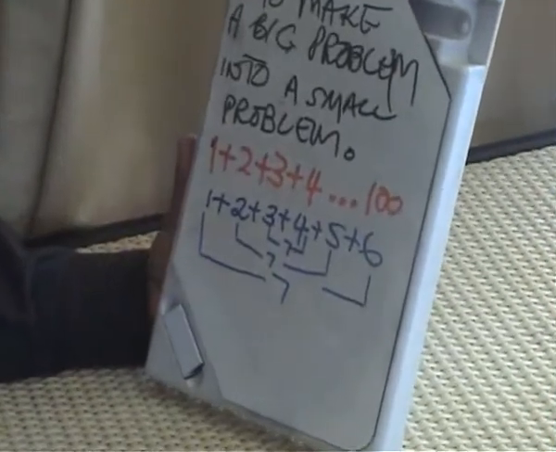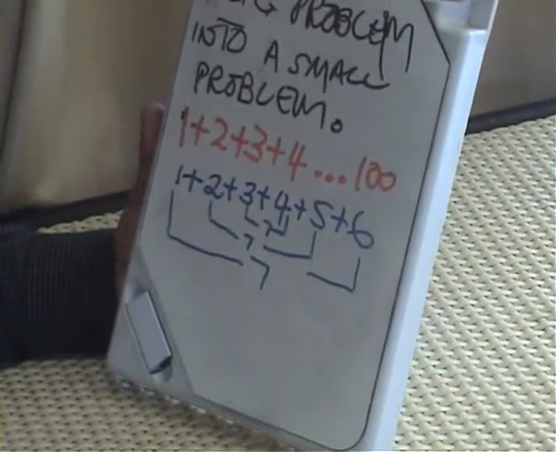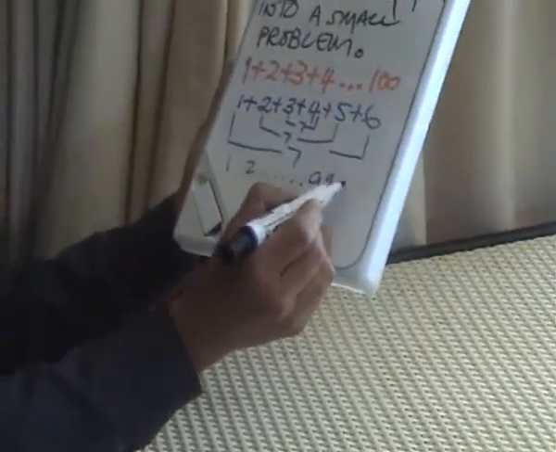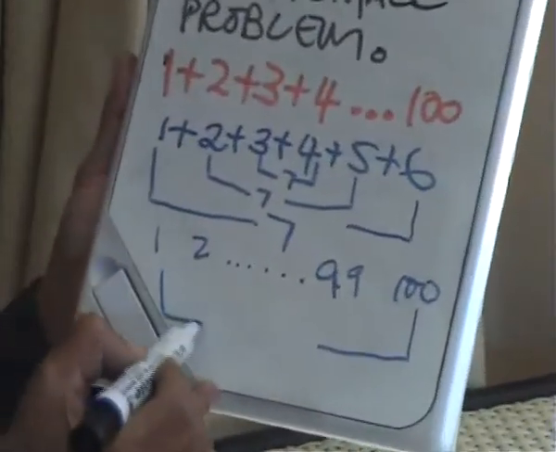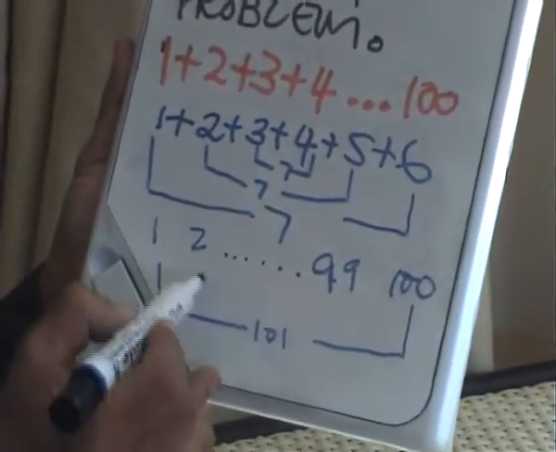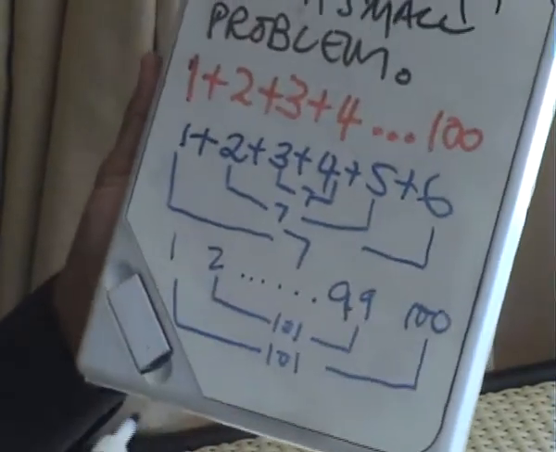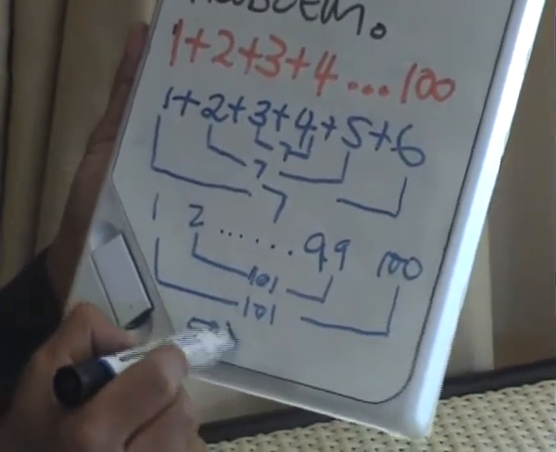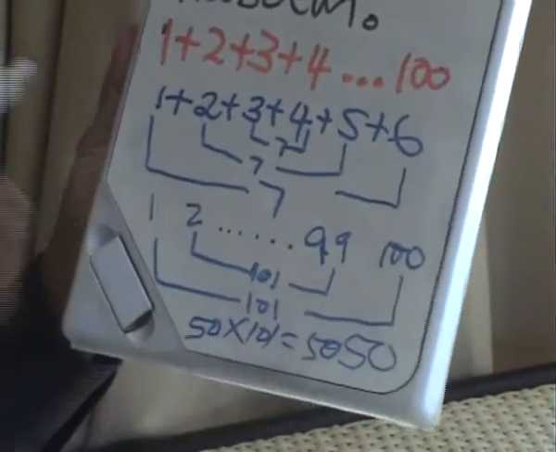So actually, if you try to complete this example now, you will find that 1, 2 continues till 99, 100. The pattern for the big problem is you get 101 when you add them up. You get 101, and therefore you'll have 50 times 101, and therefore the answer is 505.